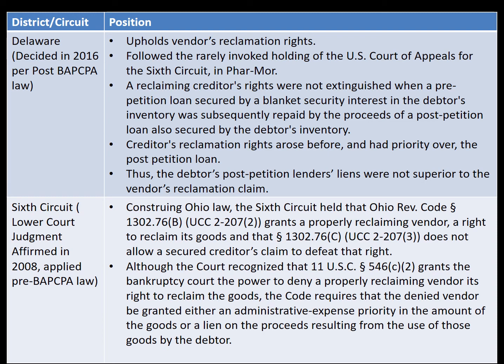A lot of courts look at the language in the amendments to the reclamation section of the Bankruptcy Code and decide that because of the amendments, those asserting reclamation claims are going to be trumped by a later secured lender. So the Sixth Circuit was based on pre-amendment law. What it's going to be now, who knows?